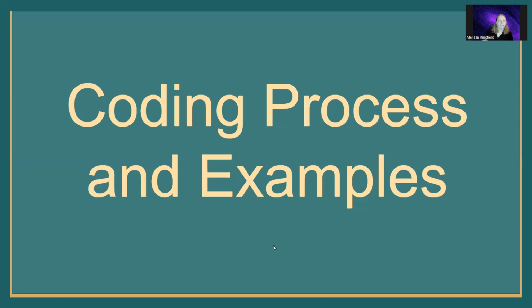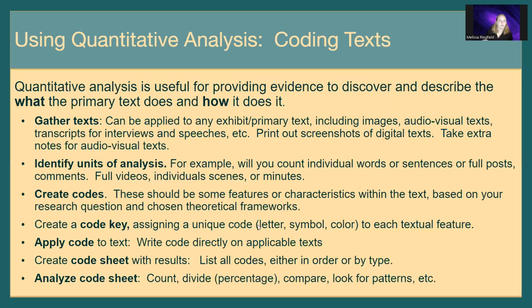So, coding processes and examples. The process includes gathering information about how the text does what it does. First, we're going to gather the texts. This can be applied to any text: print out, screenshots, take notes for audiovisual. Then identify units of analysis. For example, will you count individual words or sentences, or will you count full posts and comments?